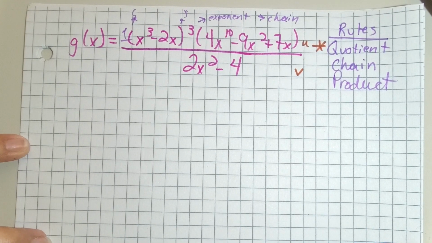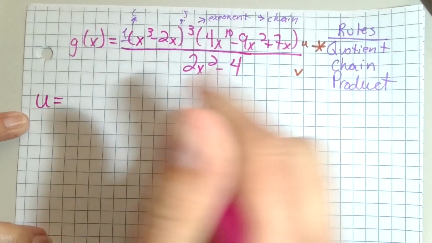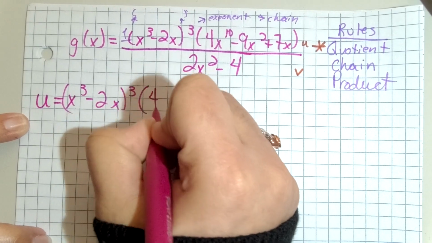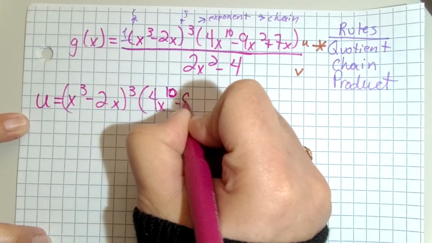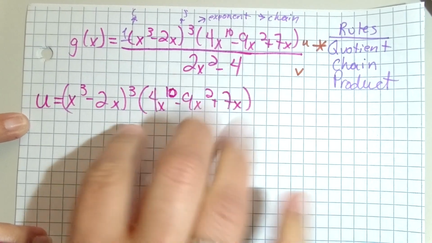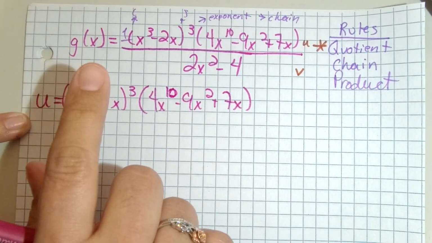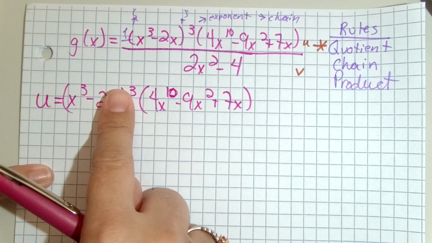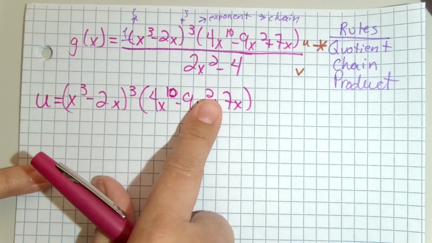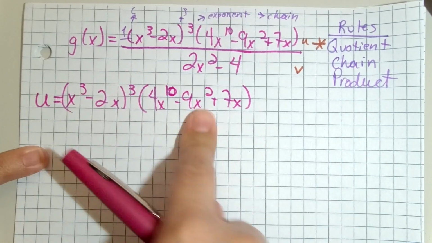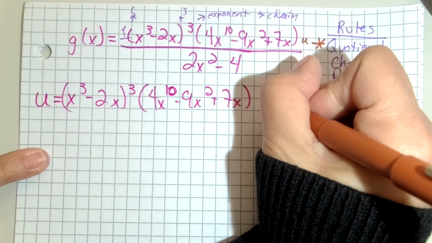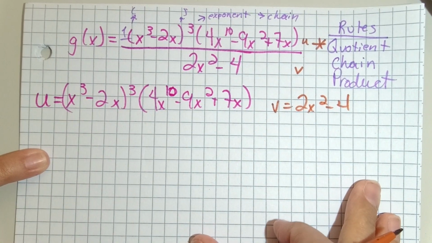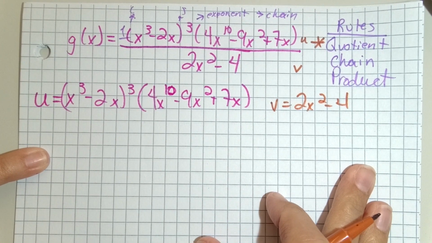So I'm going to label U and V. As Ms. Stevenson said, numerator is U, x cubed minus 2x cubed times the quantity 4x to the 10th minus 9x squared plus 7x. All of this is U. Not just this one with the cubed, not this regular polynomial. This whole thing is U. V is going to be the denominator, which is 2x squared minus 4. Questions on that? This is just labeling U and V so that we can use the quotient rule.